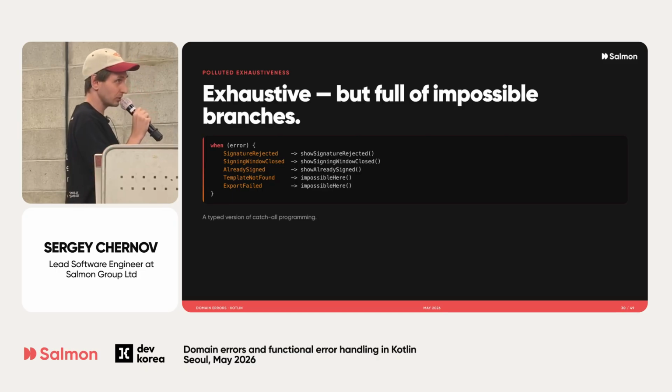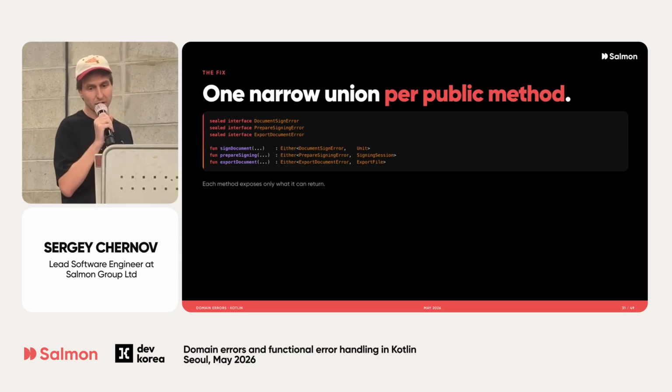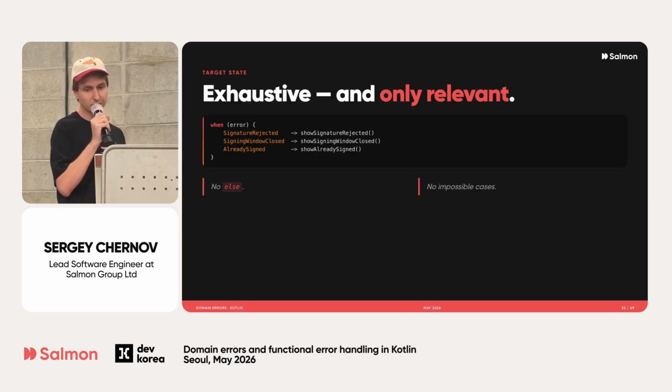So what is the recommended approach? I recommend you to define a narrow union type for each method. So if you have 3 methods, we should define 3 domain error union types. For signed document, we define document sign error, for prepare signing, and for expert error. So in that case, we only have to handle necessary branches. We don't have any else cases. We don't have an impossible to reach line.